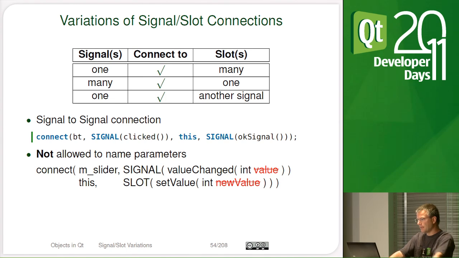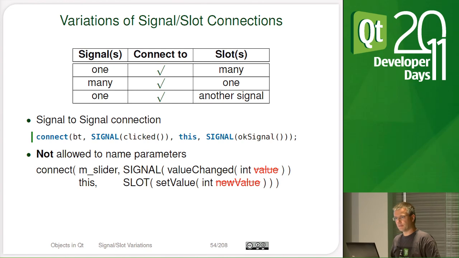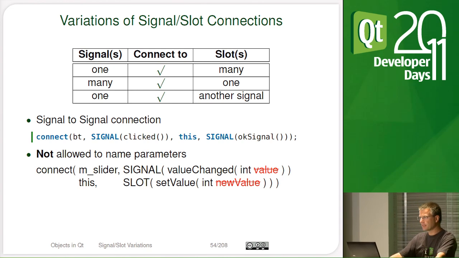And a third way for signal and slot connection is that you can connect a signal to another signal. So maybe you are within a QObject and you have a child object and you want to propagate the signals. You can just say, when my child has emitted a signal value changed, I would like to also emit a signal value changed or something else. So then you can connect a signal to a signal.